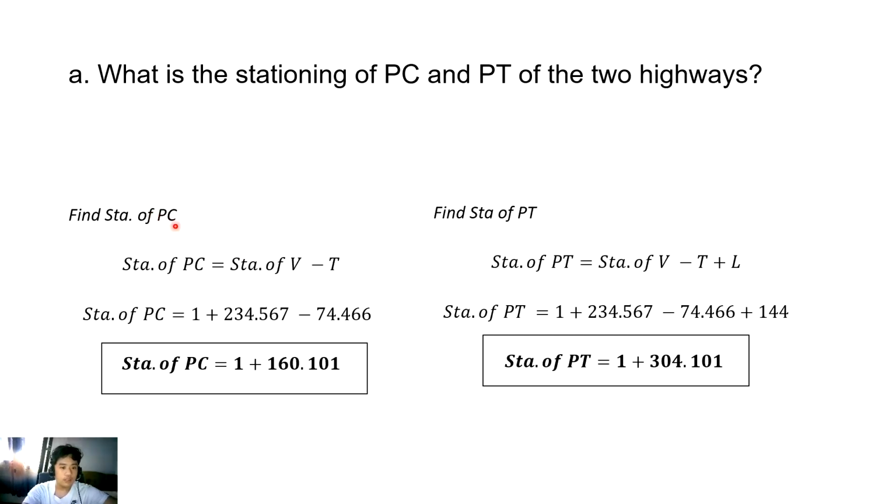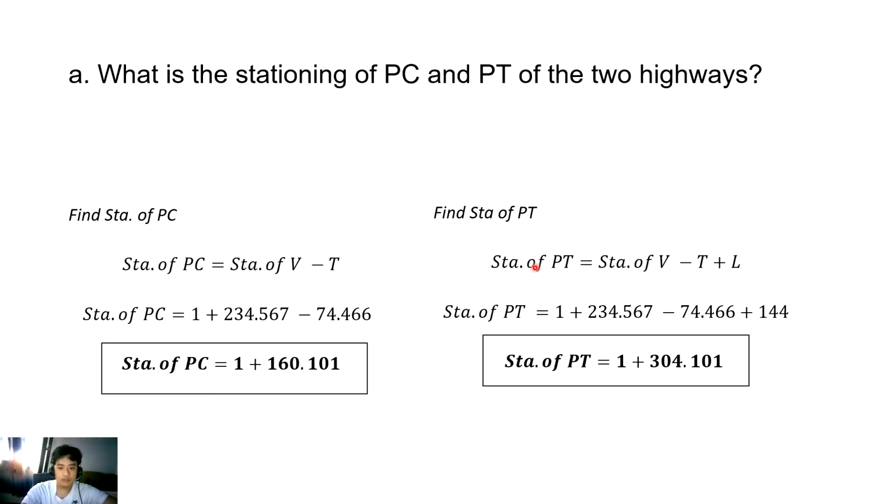And to find the station of PC, we use the formula station of vertex minus T. We substitute the given vertex from earlier, which is 1 plus 234.567 minus 74.466. When we subtract, we join the station of the vertex, so it becomes 1,234.567 minus 74.466. After that, we get 1,160.101. Then, to write it again as station of PC, we leave 3 numbers here, put the remaining in front, and separate them with a plus sign. That is how we show the station of PC.